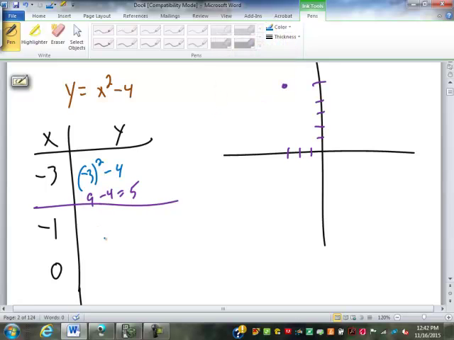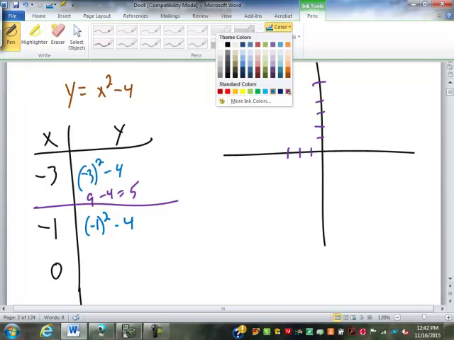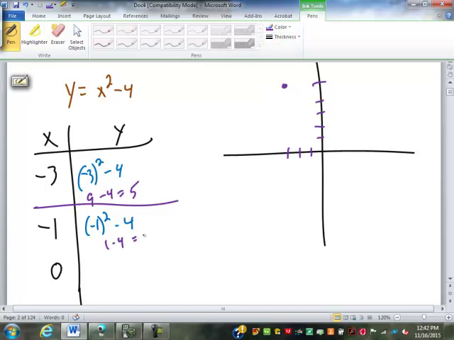How about if x is negative 1? Negative 1 squared minus 4. What's negative 1 squared? 1 minus 4. Negative 3, right? So negative 1, negative 3 right there. What if x is 0? 0 squared is 0 minus 4 is negative 4. Perfect. So that is 0, negative 4.